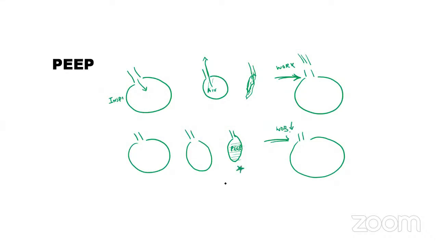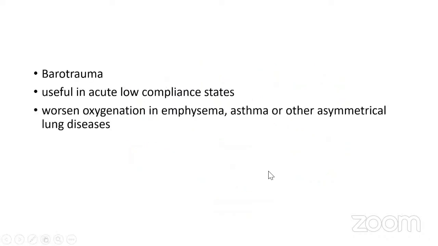PEEP actually reduces the work of breathing, improves oxygenation, and recruits more alveoli to take part in respiration. There are some disadvantages. It actually causes barotrauma if it exceeds the physiological value, say, for example, more than 15 centimeters of water. It is useful especially in acute low compliance status.